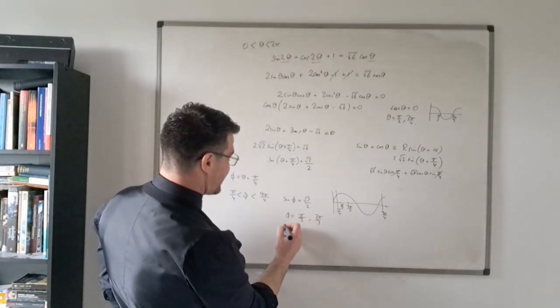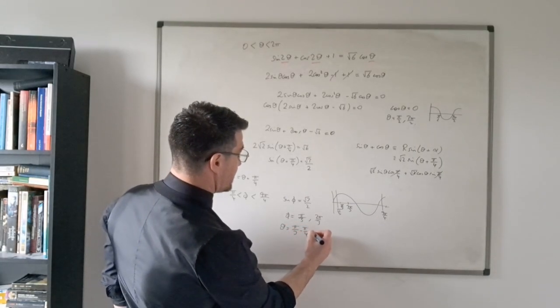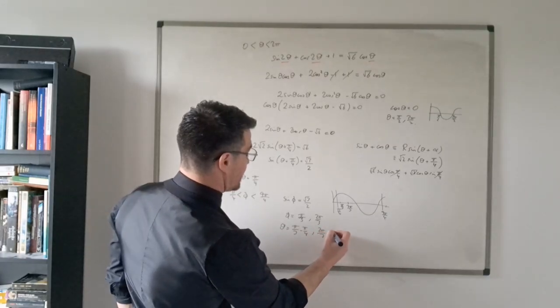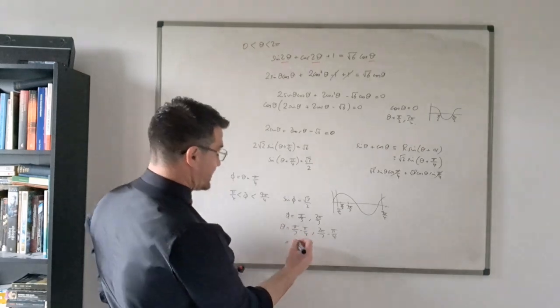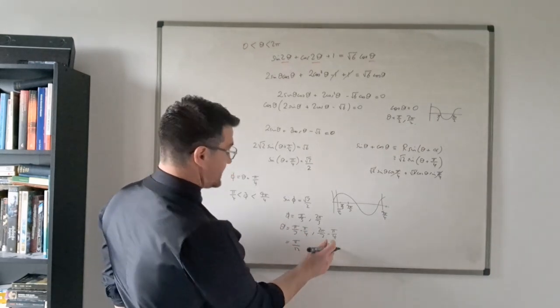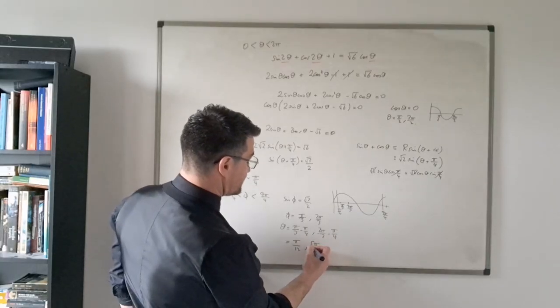So that means that theta is equal to pi by 3 minus pi by 4, or 2 pi by 3 minus pi by 4. What's that going to be equal to? That's going to be pi by 12. And that's going to be 5 pi by 12.